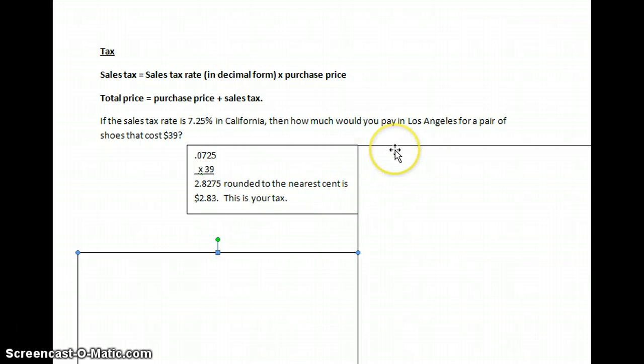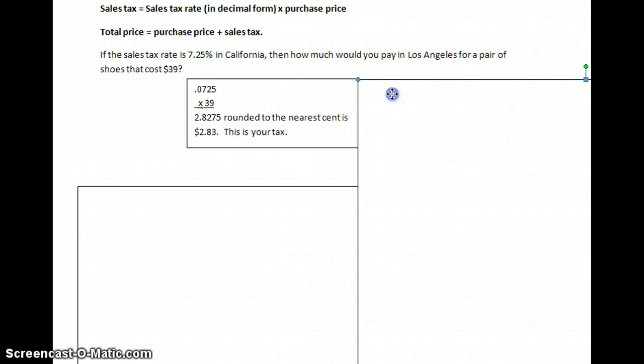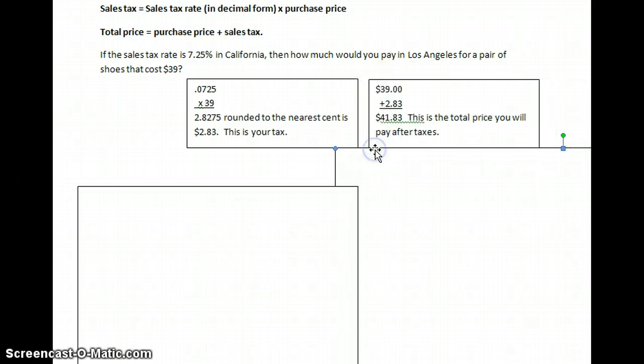Now the question asks, how much do I pay for a pair of shoes that cost $39? So my next step is to add that sales tax to my original price of $39. Now here you have to be aware that you need to line up the decimal points. In the multiplication you didn't, so make sure you line them up. So I add $39 and $2.83 to get $41.33, and that's the total price I'll pay after taxes.